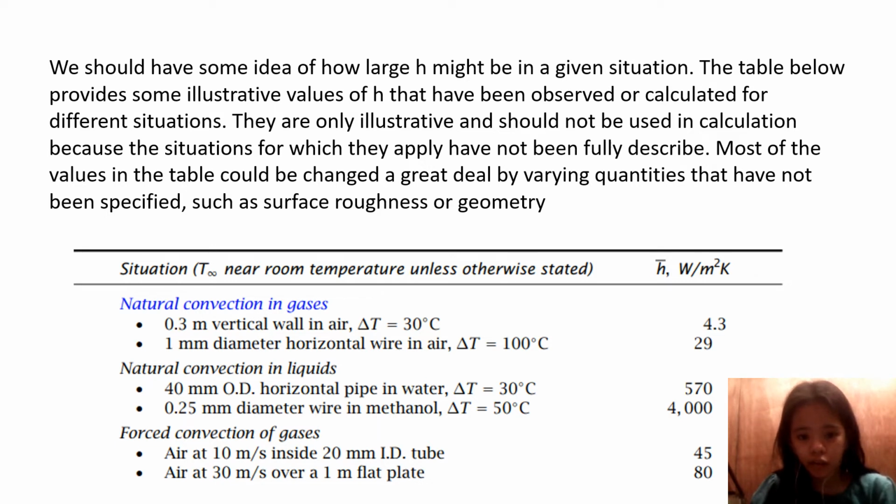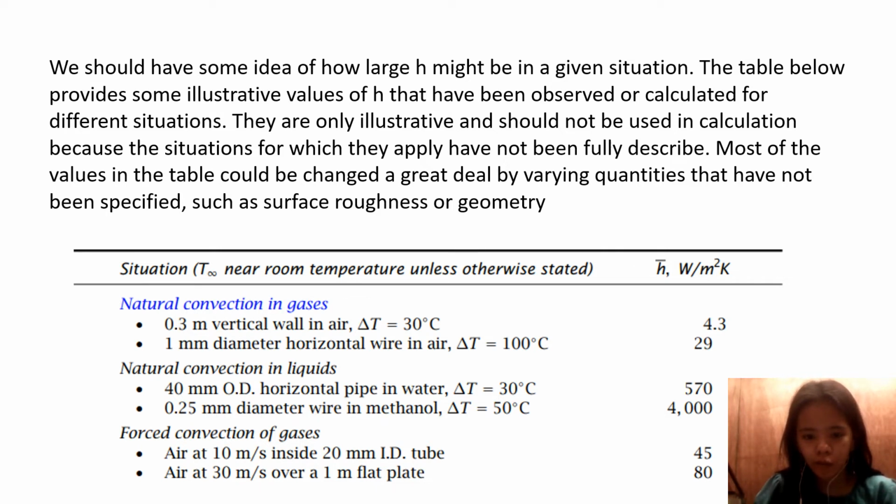So, natural convection in gases: vertical walls in air usually have an h bar of 4.3. A 1 m diameter horizontal wire in air has an h bar of 29. Natural convection in liquids: a 40 mm OD horizontal pipe in water has an h bar of 570.